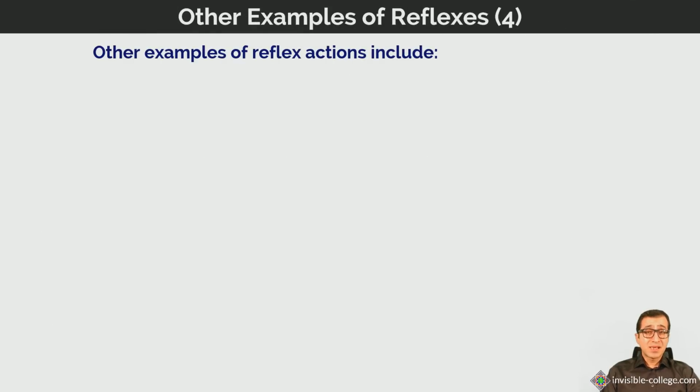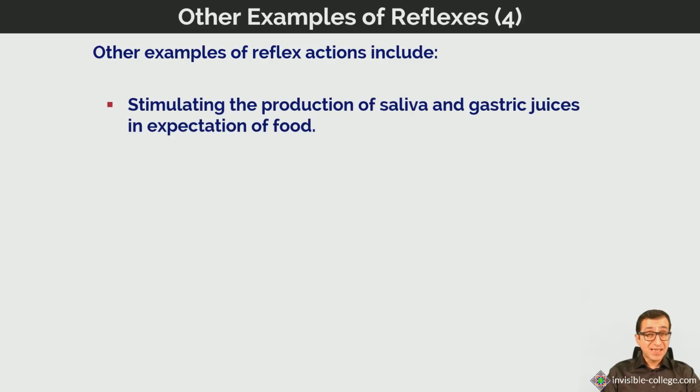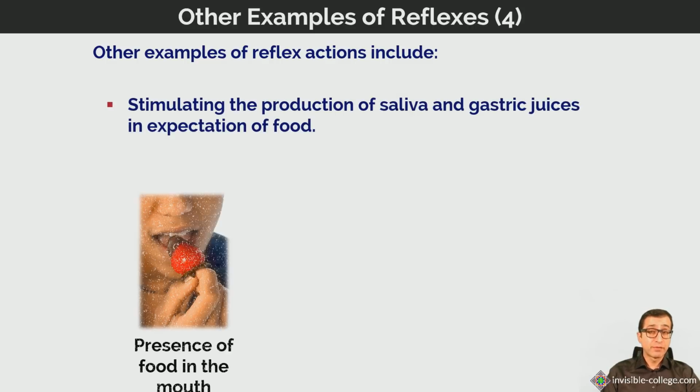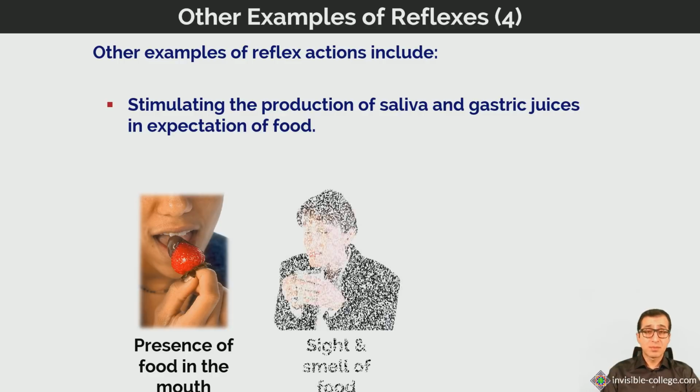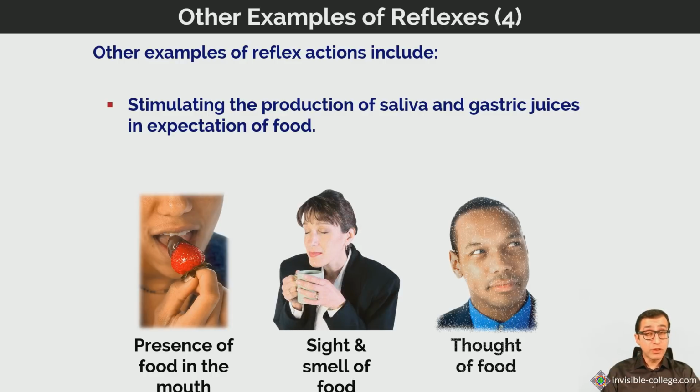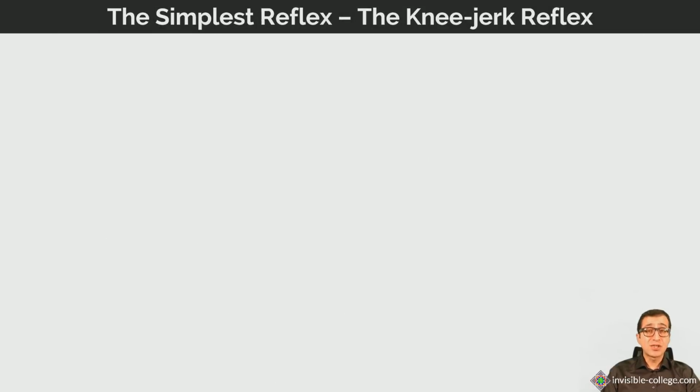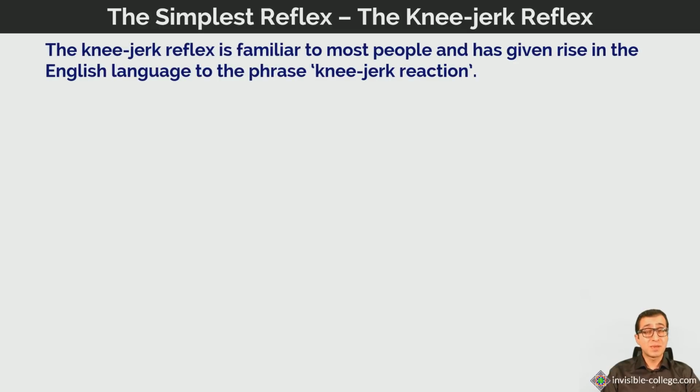Another example would be the stimulation of the production of saliva and gastric juices in the expectation or the sight or the smell of food. So the presence of food in the mouth, the sight or the smell of food, or even the thought of food can produce the secretion of saliva and gastric juices in the stomach, and these all happen by means of reflex arcs.